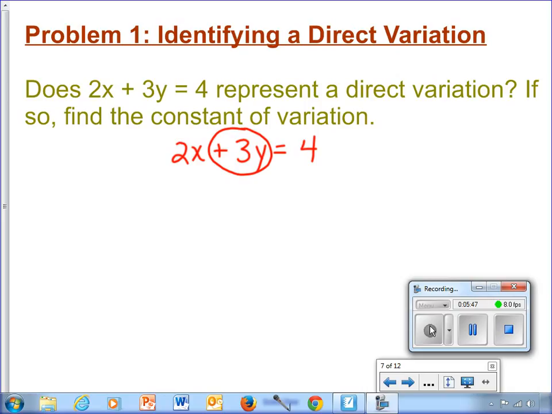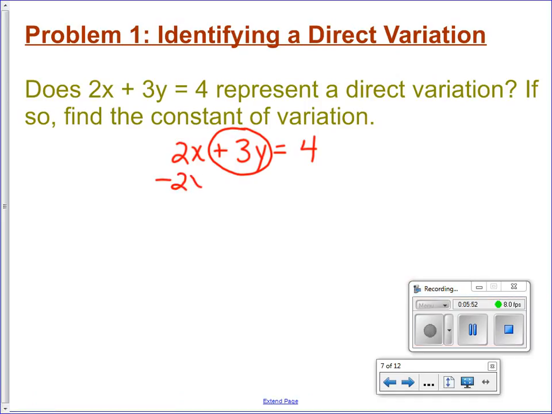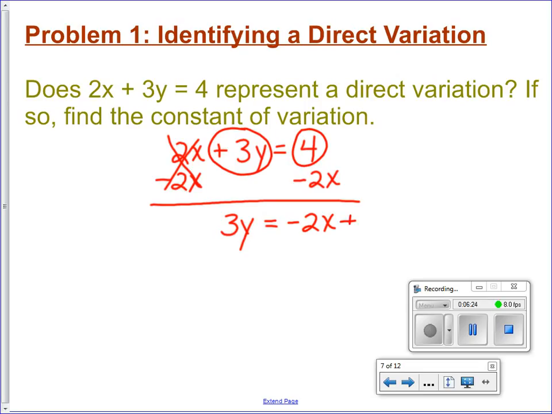All right, so once again, the first thing that we have to do is to remove the 2x from the left-hand side. 2x minus 2x is 0, and 0 plus 3y would simply be 3y. On the other hand side, we have 4 minus 2x, which we cannot combine because they are not like terms. And I'm going to rewrite this so that my x term is first, my minus 2x, and because the 4 is positive, it will be plus 4.